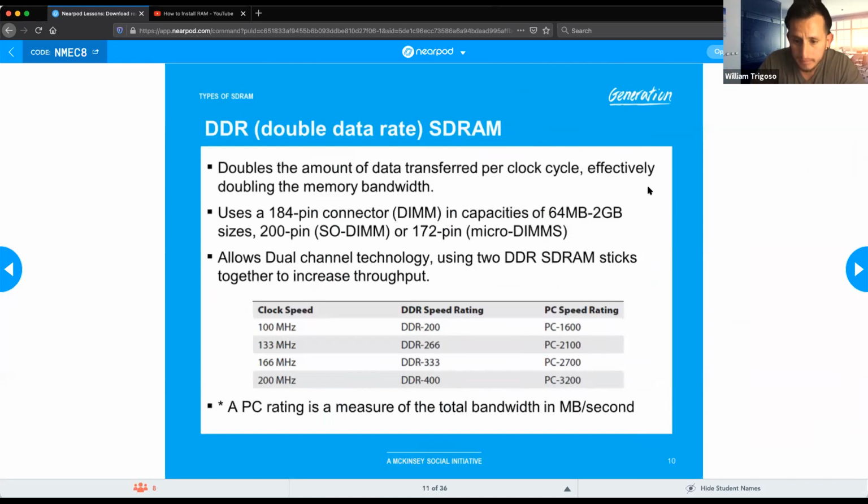So, and then we have the micro DIMMs, which let's see here. Scott, where would you see a micro DIMM?